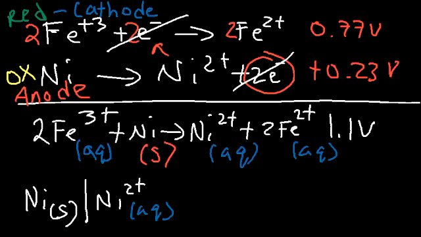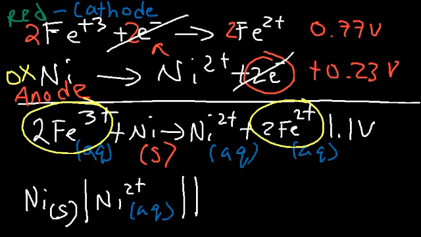And now, to separate the oxidation and the reduction half reaction, we need to use a double line, which represents the salt bridge. Now, on the right side, notice that we have two ions, Fe2 plus and Fe3 plus. And they're in the same phase, so we've got to separate them with a comma. So it's going to be Fe3 plus, comma, Fe2 plus. And they're both in the aqueous phase, which typically you should write as well.